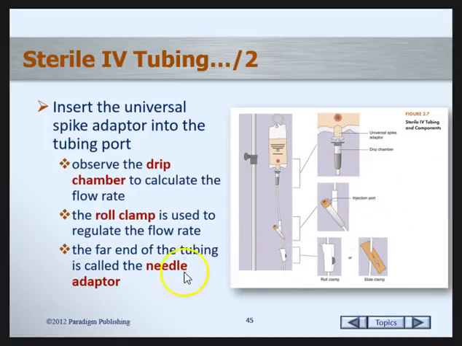At the far end of the tubing, there is a place where you can attach a needle, and that is called the needle adapter. It will have a cover on it because it is a critical site. So the critical sites on tubing are the port, the spike, and the needle adapter. It may or may not contain an injection port. An injection port is also considered a critical site, and nurses, if they're going to put something into that injection port, would need to sterilize it with an IPA swab.